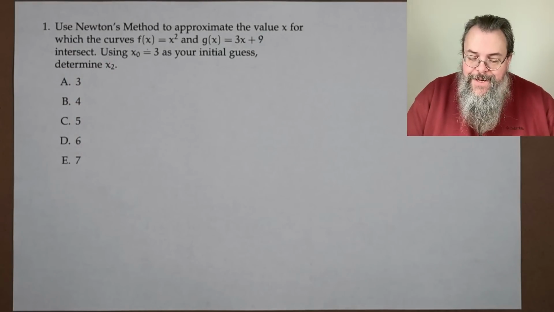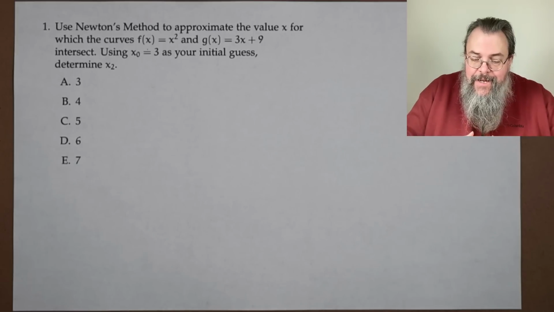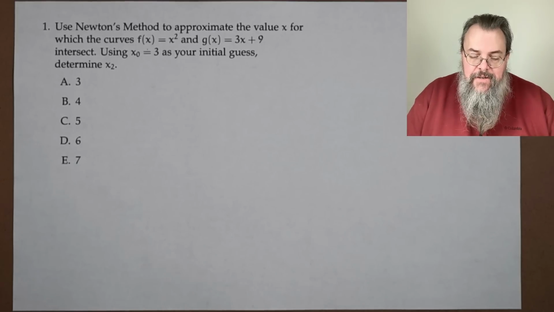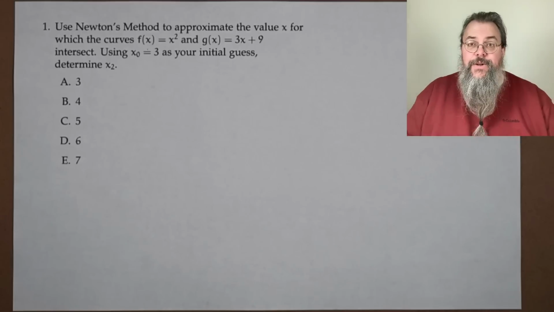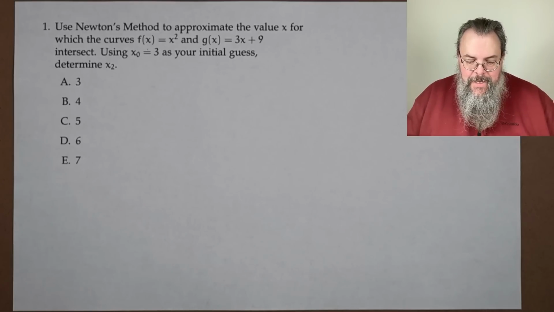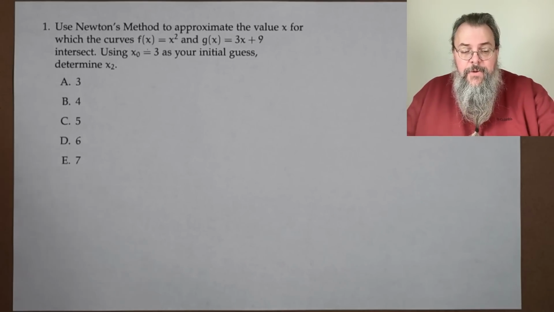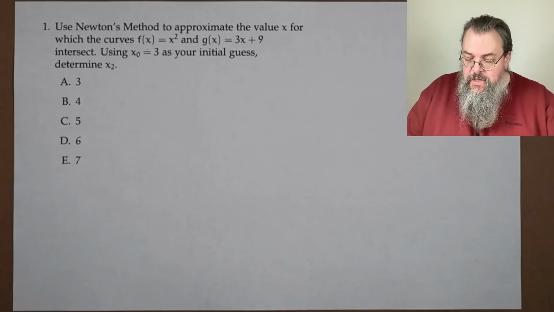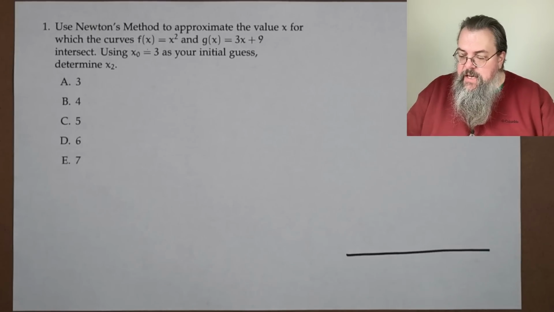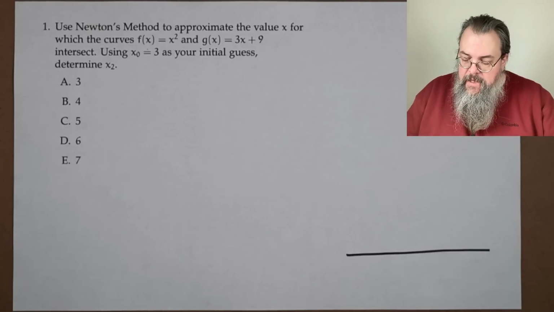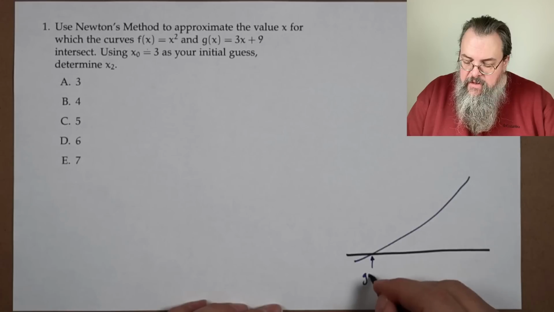Use Newton's method to approximate the value x for which the curves f of x equals x squared and g of x equals 3x plus 9 intersect. Using 3 as your initial guess for x0, determine x2. All right. Now, notice there's something a little bit different here. Normally when we talk about Newton's method, the goal is we're after roots. So that is to say, if we have a drawing here, let's just do a quick sketch. We have a function, and the goal is to say, hey, where are we hitting the axis? So that's our normal goal.